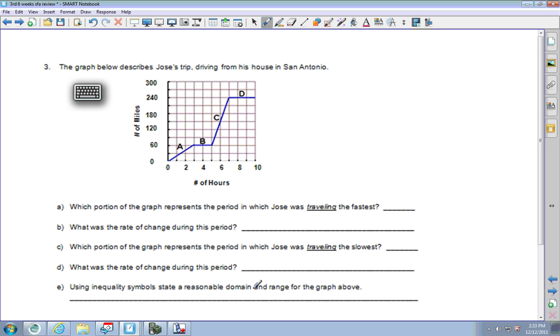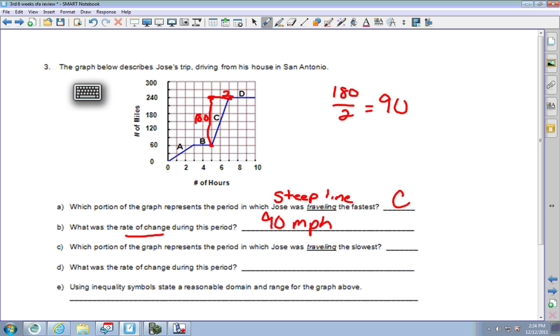The next one asks which portion of the graph represents a period in which Jose is traveling the fastest? When they're traveling the fastest, you're looking for a steep line. In this case, it is section C. And what is the rate of change? What is delta y over delta x? I'm starting at 60, and I'm going all the way up to 240. That's 180. Then I'm going over 1, 2, over 2. So I have 180 over 2, which is 90. They're going fast. This is 90 miles per hour.